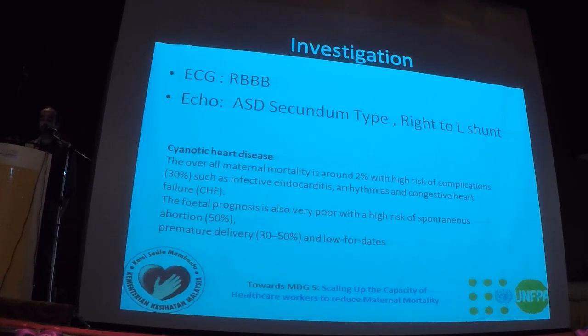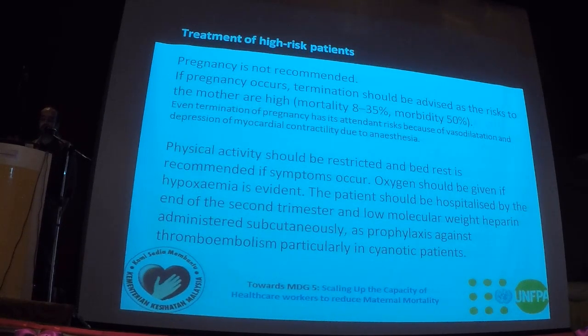The overall maternal mortality is 2%, with high-risk complications such as IE, arrhythmias, and congestive heart failure. Fetal prognosis is also very poor, with a higher risk of premature delivery. Pregnancy is not recommended for these patients, and if pregnancy occurs, termination should be advised. Having worked in the north of Malaysia for a long time, most of them do not take our advice. So if they continue with the pregnancy, what will be our management?